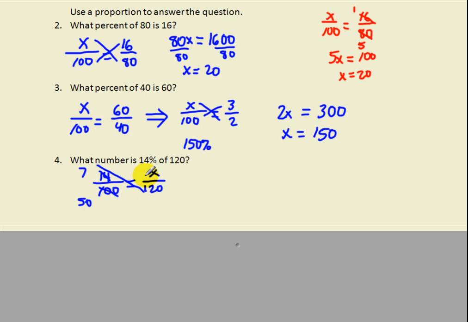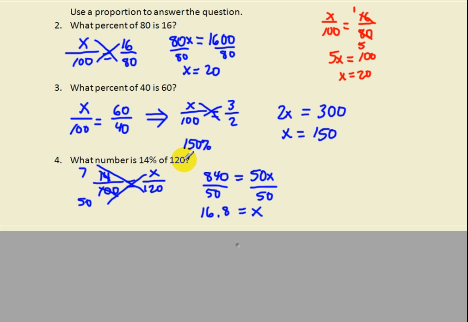And then if we cross multiply, we have 7 times 120 will give us 840. And that's going to be equal to 50 times x, or in other words, 50x. Then we're going to divide each side by 50, and we're going to get 16.8 is equal to x. So 16.8 is 14% of 120, and this makes sense.